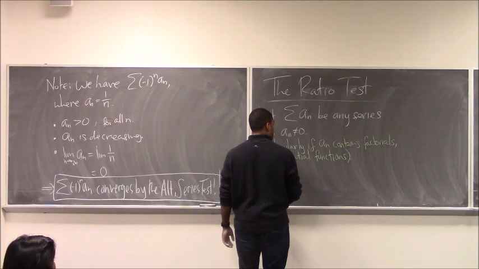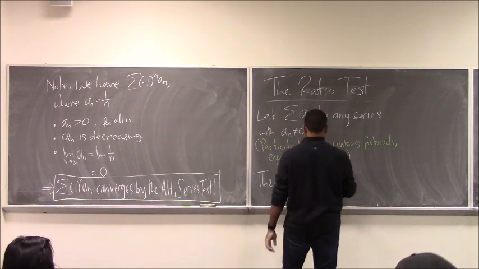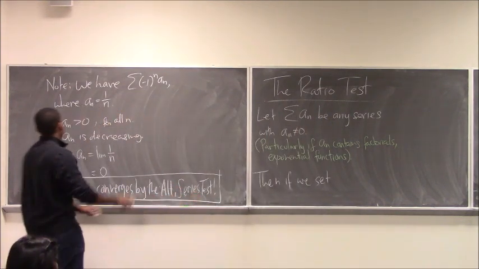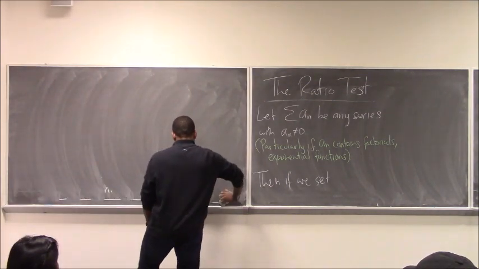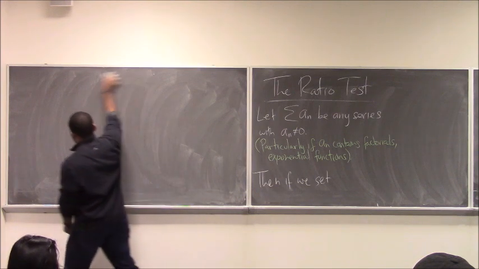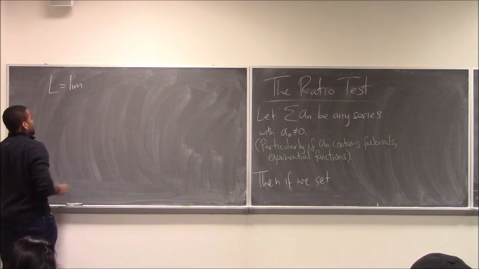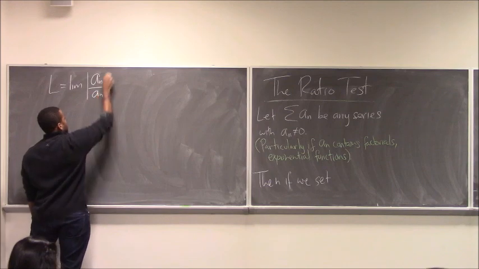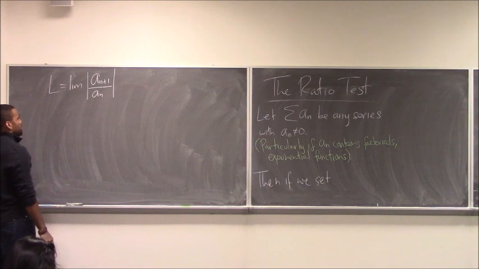Then, if we set, I'm going to compute another limit. Let's write it out over here. L equals the limit, obviously as n goes to infinity, of a_(n+1) divided by a_n. It's called the ratio test because we take a ratio. Okay, so you find that limit.